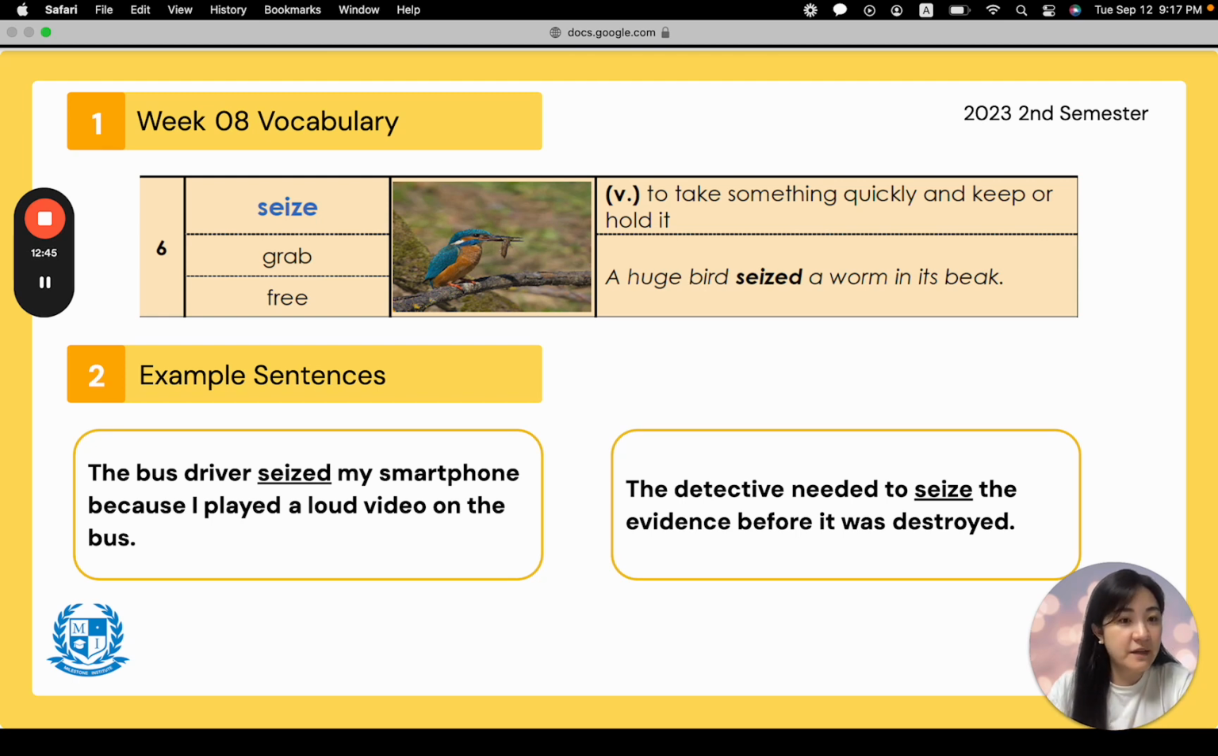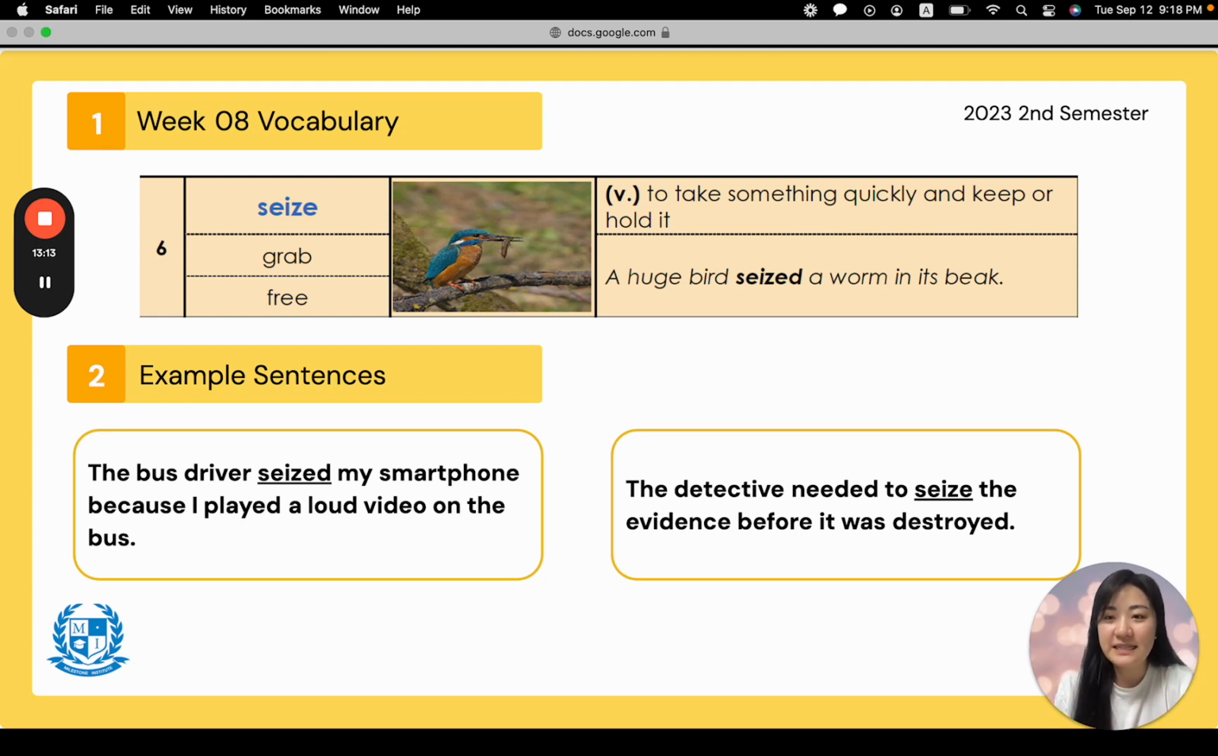So this could be metaphorical. You can seize the day, meaning you're going to take advantage of the day. Or it could mean literally, when you're seizing something, you're taking something and keeping hold of it. A huge bird seized a worm in its beak. So the bird caught it and it's keeping it in its mouth. Repeat after me. A huge bird seized a worm in its beak.